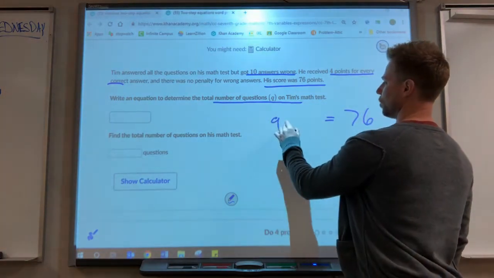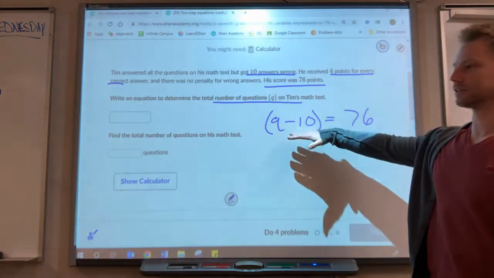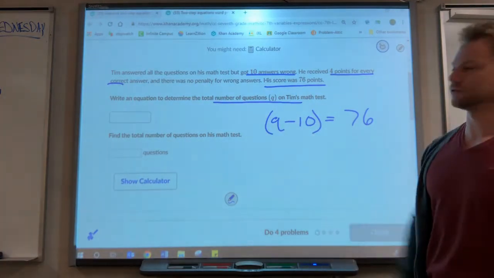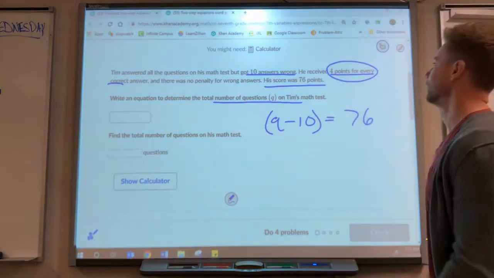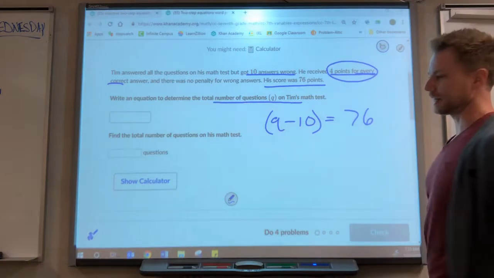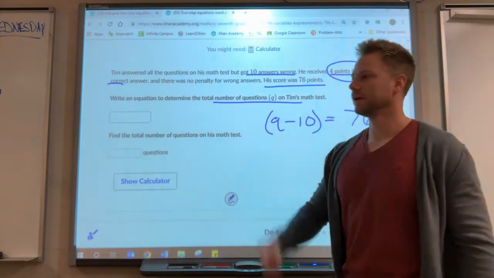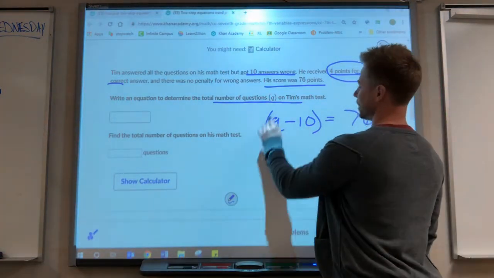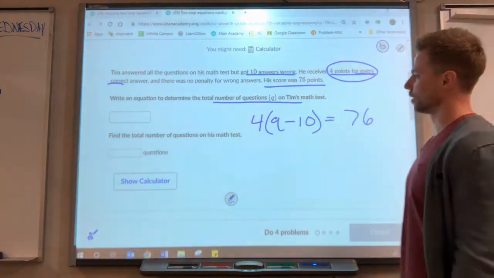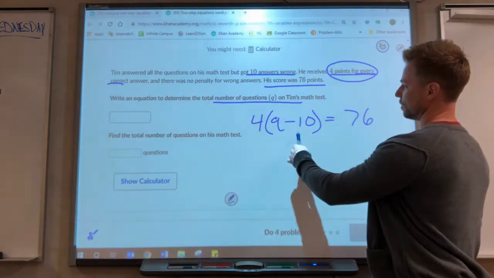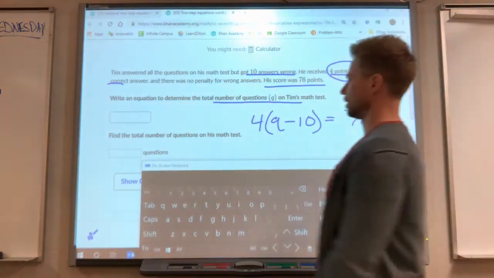So we could do the total number of questions Q minus 10. This is now how many questions he got correct. If you take the total minus the number wrong, it gives you the number correct. He gets 4 points for every correct answer. So for every, that implies multiplication. You're going to take each correct problem times 4 to figure out how many points that is. So we need to take all of this times 4. So in front of those parentheses, we put a 4. And there's our equation. We take the number of correct questions times 4 is going to equal our total of 76. So let's plug in that equation.